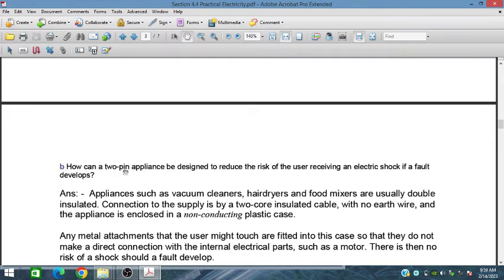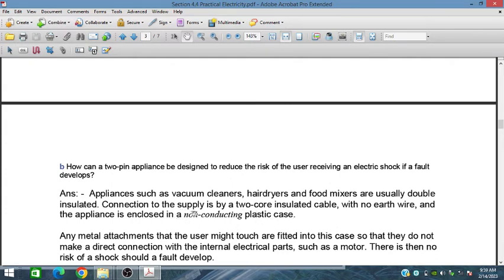How can a 2-pin appliance be designed to reduce the risk of a user receiving an electric shock if a fault develops? Appliances such as vacuum cleaners, hair dryers, and food mixers are double insulated. If it is double insulated, then connection to the supply is by a 2-core insulated cable, with no earth wire, and the appliance is enclosed in a non-conducting plastic case.